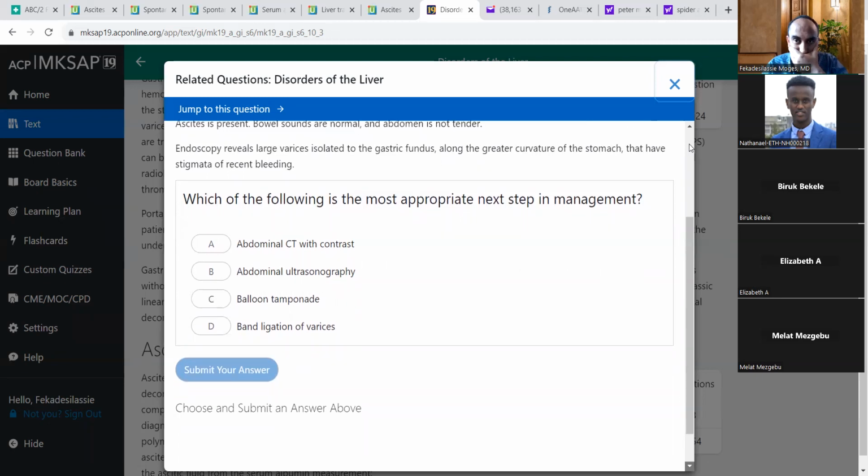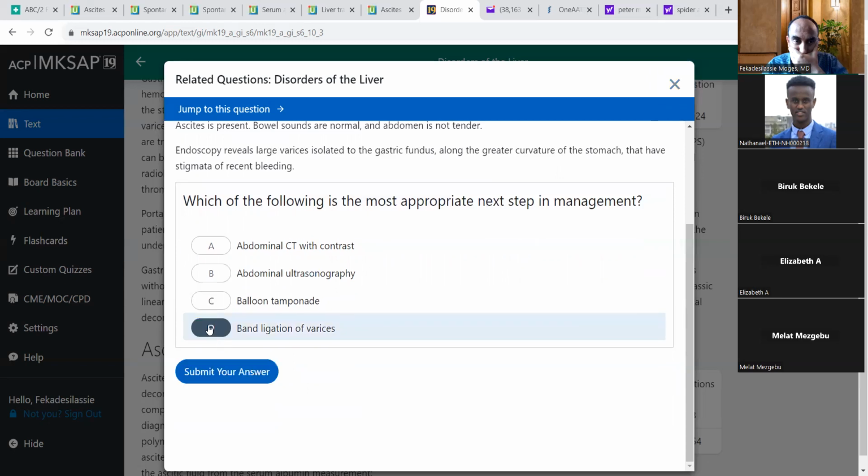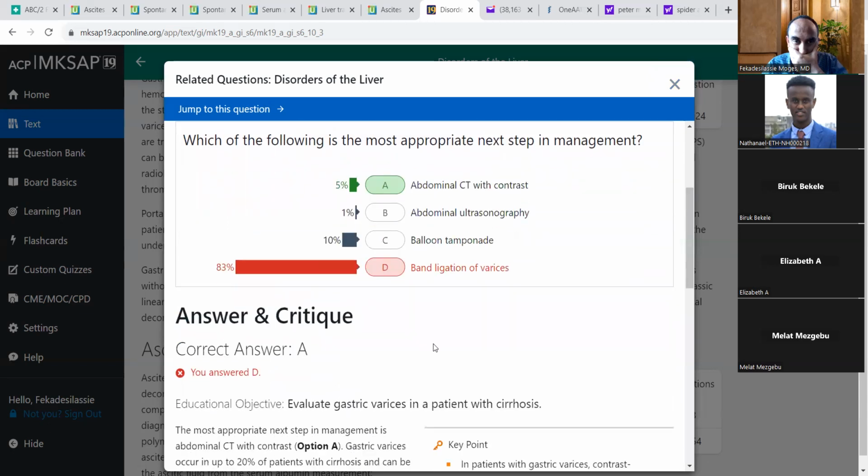I would go with band ligation of the varices since it shows a recent bleeding. I'm sorry, Melat. Let's see why band ligation is not the answer, okay? Then you are not the only one. You see, 83%, I have to be honest with you. I was also thinking of band ligation, to be honest with you. I kept quiet because I was not sure.